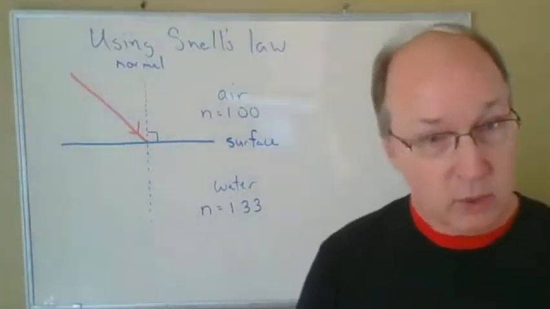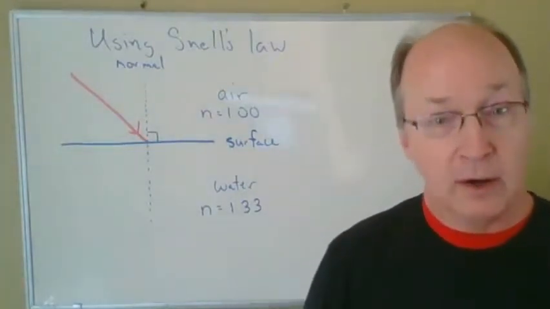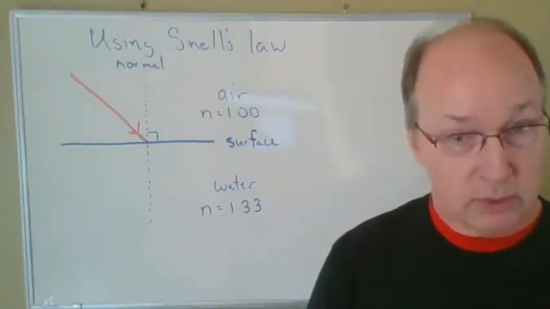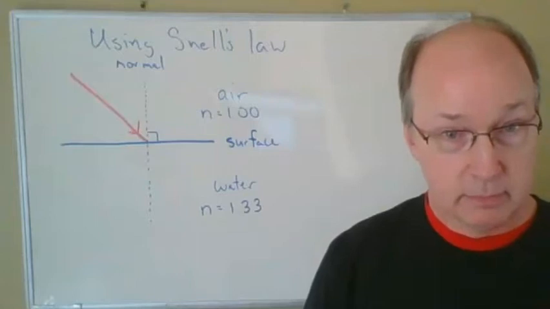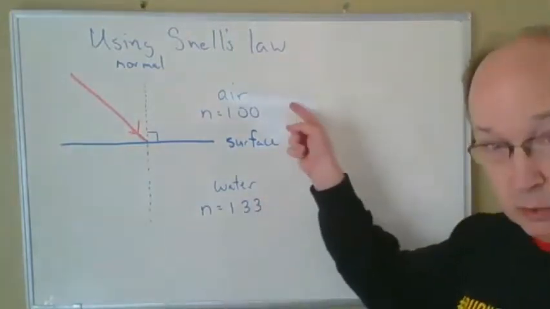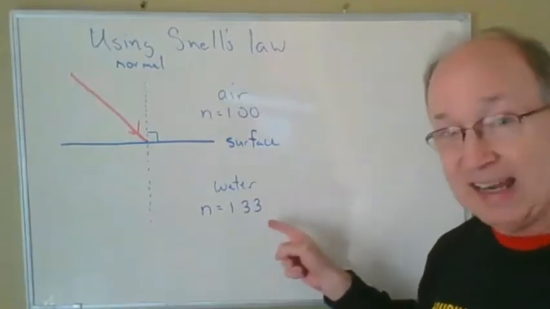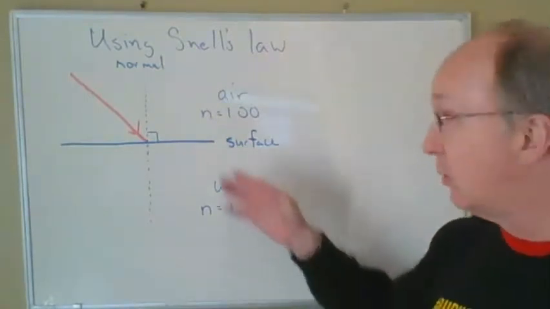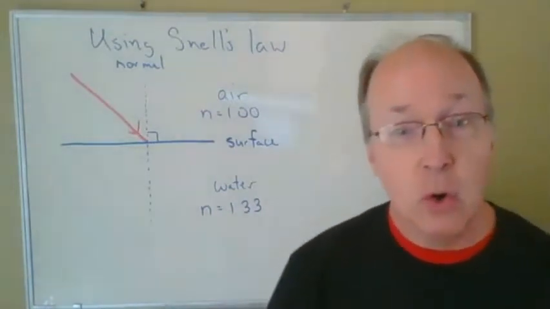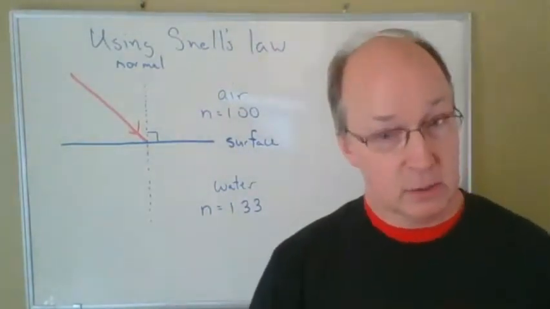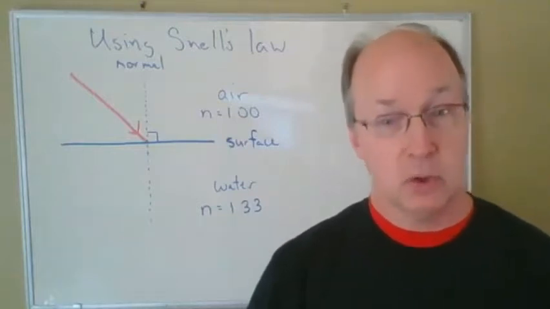You can tell right away, just by looking at the n, where light will be faster. Do you know which medium the light will be faster in? If you said the air, you're right. Light is faster in air than water because the n is higher in water. So when the light hits the water, it's going to slow down. Now, because it slows down, it bends towards the normal.